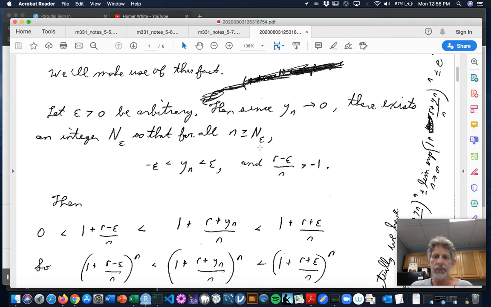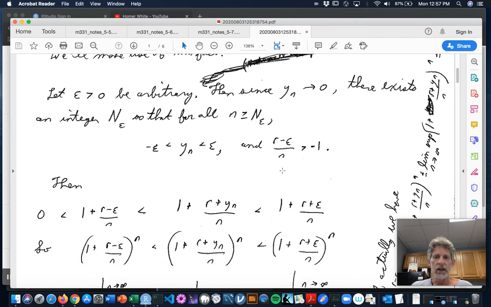And you can also make that n sub epsilon big enough so that for all of the little n's bigger than it, (r minus epsilon)/n is not too negative. In particular, I want it to be bigger than -1. So if epsilon for some reason were bigger than r, that would be a negative number. But if I divide it by a big enough n, then I can get that total fraction to be not too big a negative, and I can make it bigger than -1.